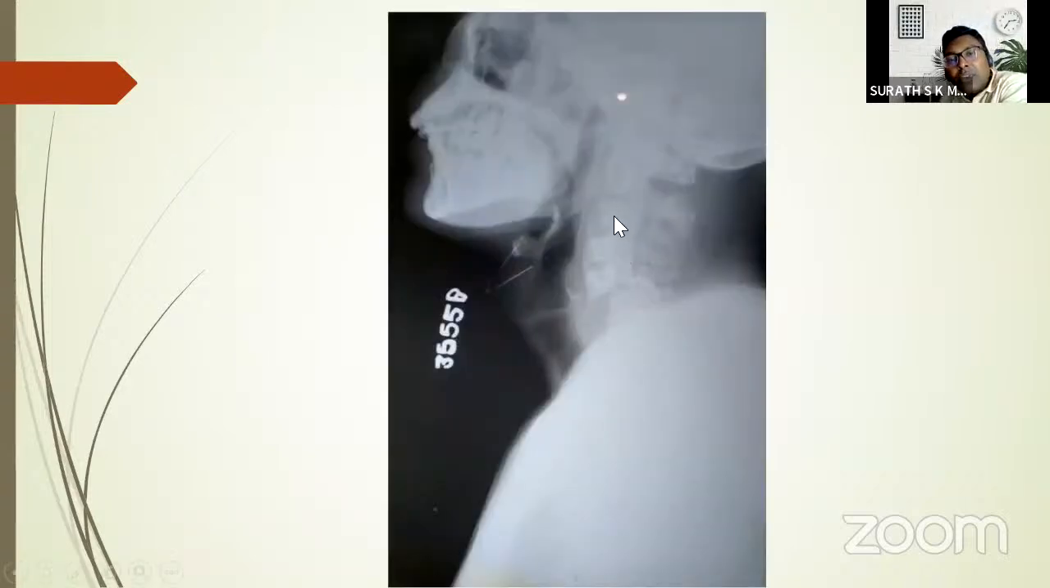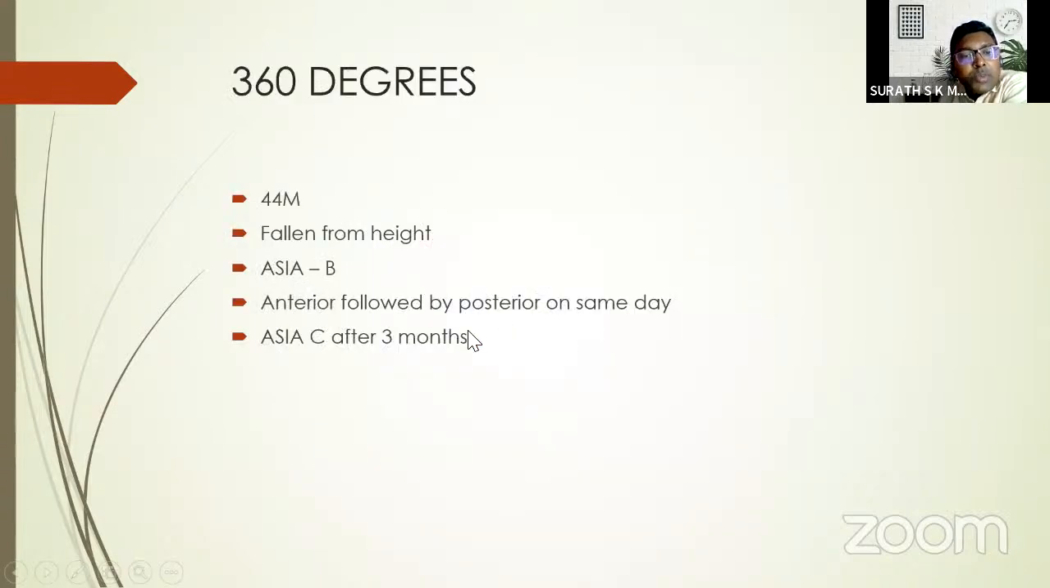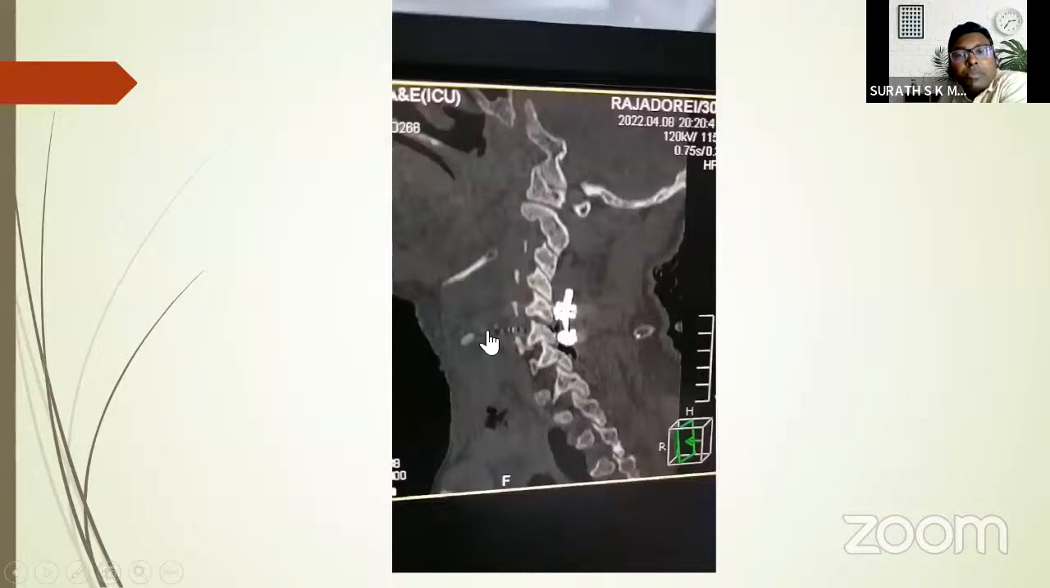So this is what he presented with, C2, 3, 4, 5, again 5, 6 dislocation. So again, the CT shows 5, 6. I didn't have MRI for this patient. So anterior discectomy, reduction, and then the plate, followed by the posterior approach with the lateral mass screw fixation. And this patient had improved from Asia B to Asia C after 3 months.